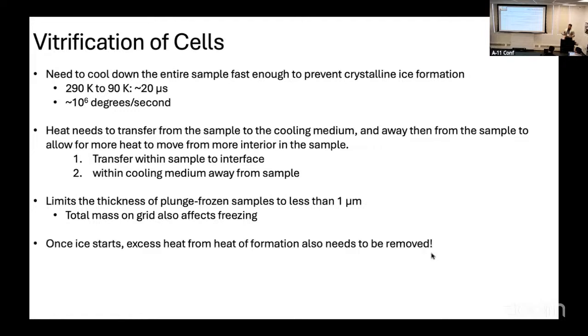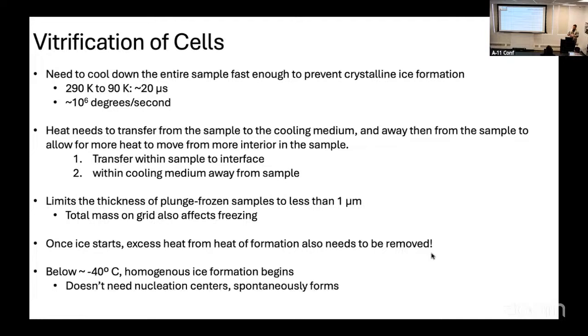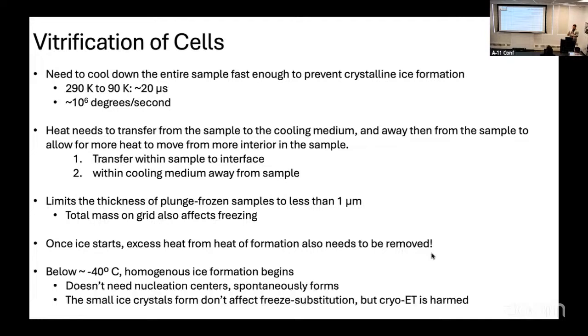So, once ice starts forming, the heat of formation of the ice enters the equation, and you have to remove that as well. So it's kind of a runaway process. And one thing that happens is below negative 40 degrees Celsius, homogeneous ice starts to form. So you don't need any nucleation point, and it forms very small ice crystals that don't really affect the overall structure. So if you look at a lot of old literature, a lot of it is freeze substituted.